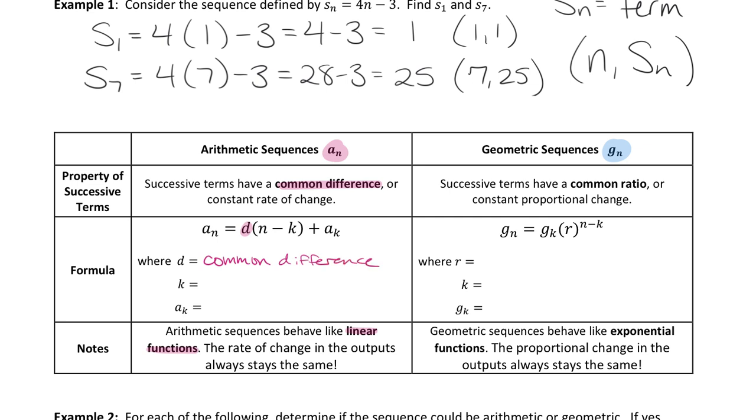We called it a slope when it was a linear function, but in a sequence we call it the common difference. Then we have two more variables here. We have k and we have a sub k. K is some sort of input value that you get, and a sub k is the output of the k term. Because remember, these come in pairs, inputs and outputs. We have k as an input, a sub k as an output.